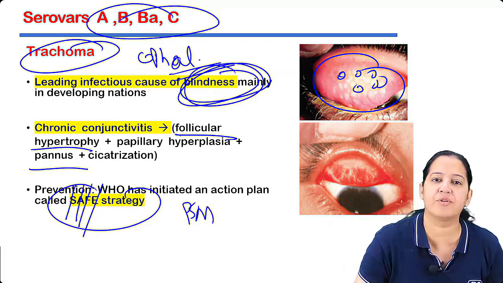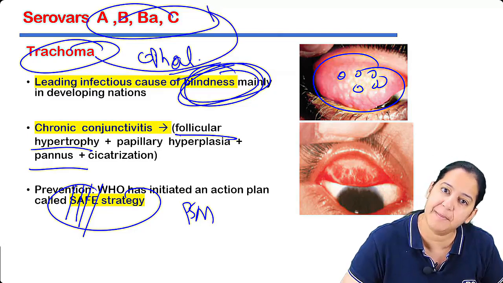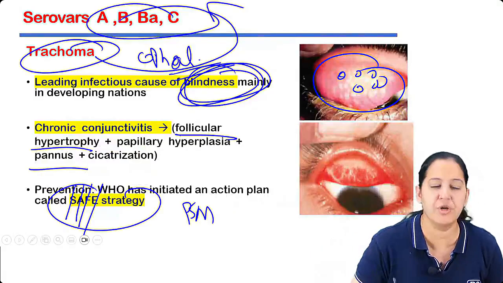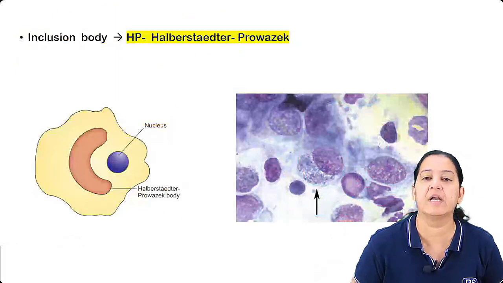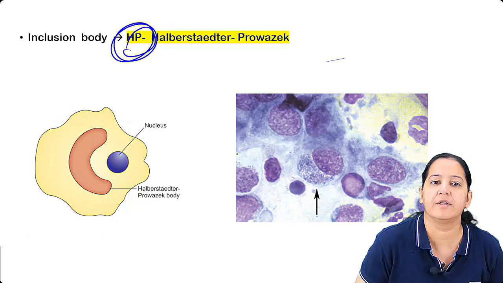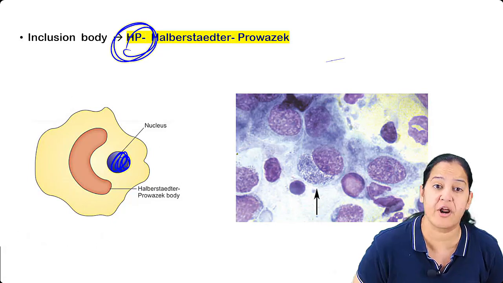But here I want to tell you who causes trachoma: serovars A, B, Ba, C. That you have to learn from the micro point of view. And there are inclusion bodies. If you take a biopsy, you will get the inclusion body. The inclusion body is called the HP body. You can see the inclusion body in trachoma.